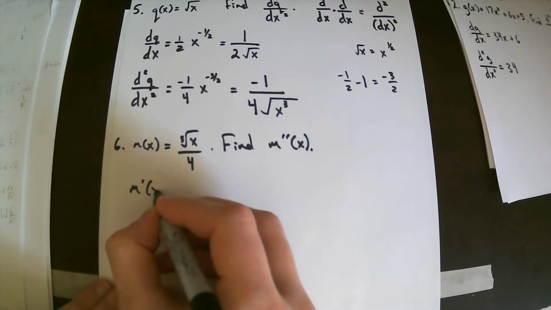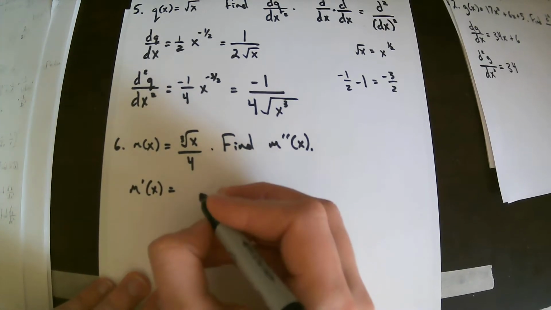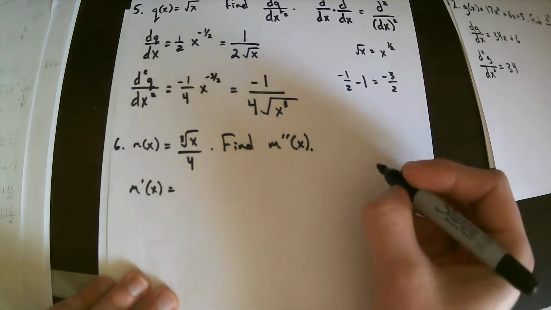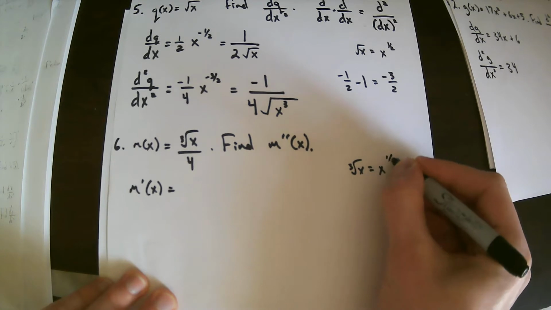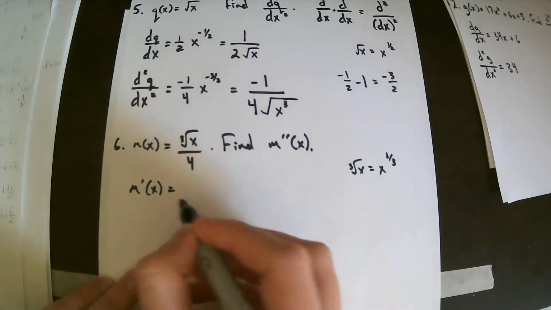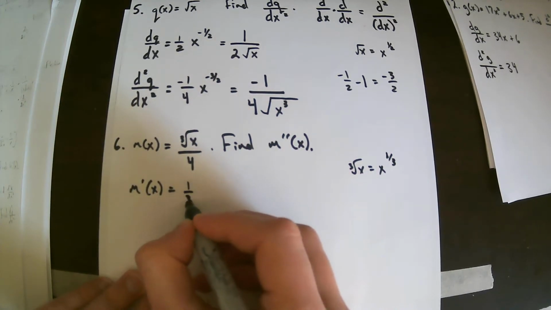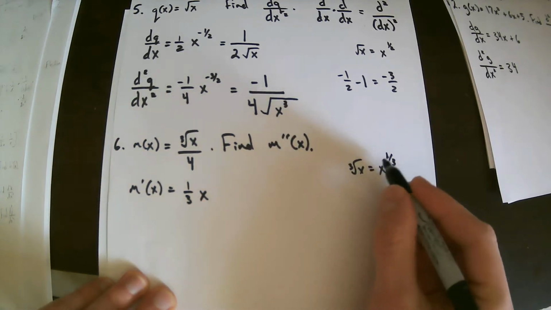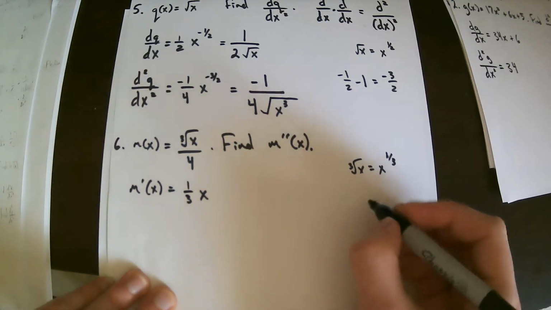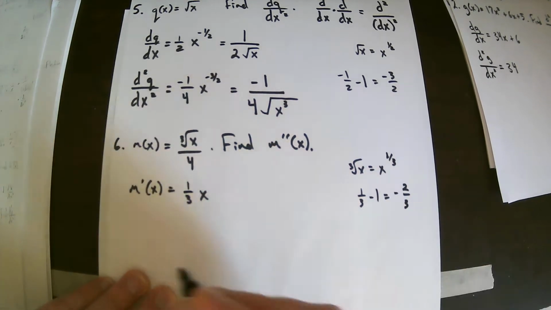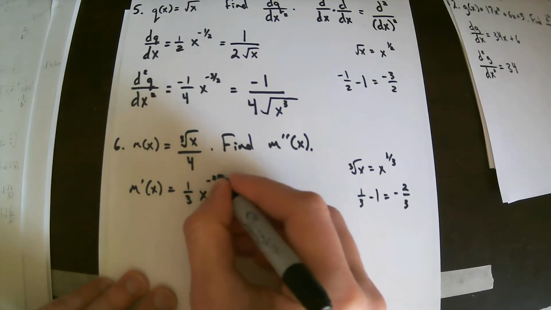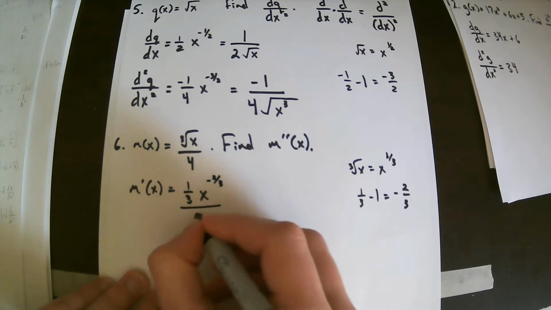First derivative, m prime of x is going to be equal to, well, we need to remember that cube root of x is equal to x to the 1/3. So I'll drop that down, so 1/3 x, and then I need to subtract 1 from that, so 1/3 minus 1 will be negative 2/3. So this will be negative 2/3 all over 4.